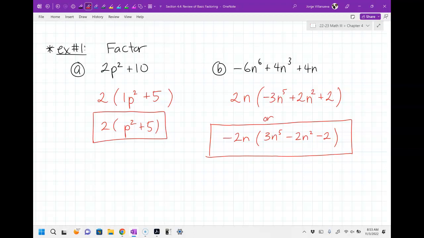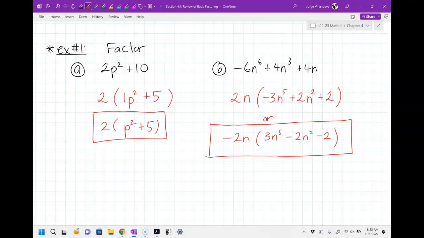Any questions on these? So this is just basically taking out the greatest common factor. You have 4 problems like that, okay? Numbers 2, 3, 4, and 5. We just did numbers 2 and 4 together, so you guys just have to do 3 and 5, okay?